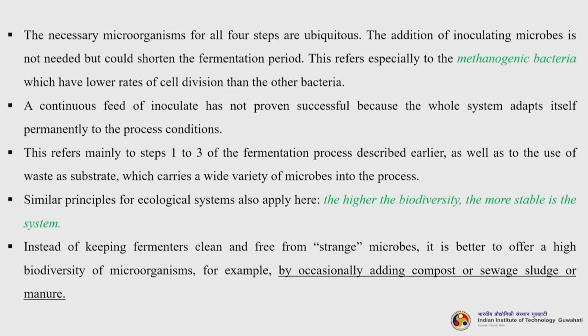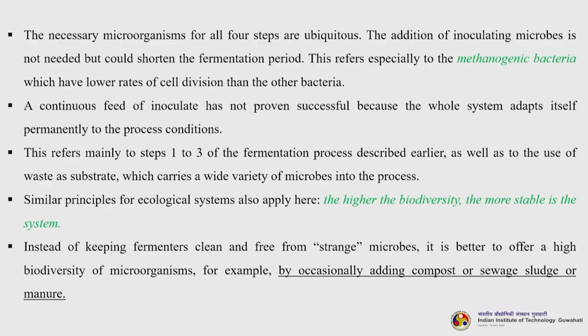The necessary microorganisms for all 4 steps are ubiquitous. Now, the addition of inoculating microbes is not needed, but could shorten the fermentation period. This refers especially to the methanogenic bacteria, which have lower rates of cell division than other bacteria, meaning other acidogenic bacteria. Now, a continuous feed of inoculate has not proven successful, because the whole system adapts itself permanently to the process conditions. This refers mainly to step 1 to 3 of the fermentation process described earlier, as well as to the use of waste as substrate, which carries a wide variety of microbes into the process.